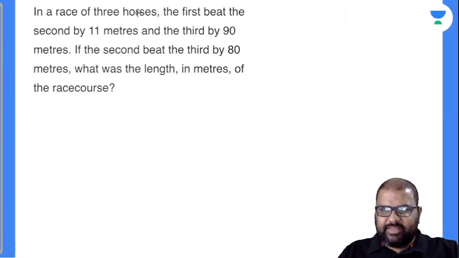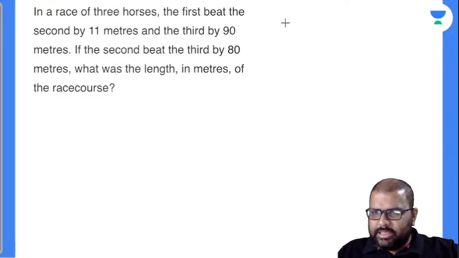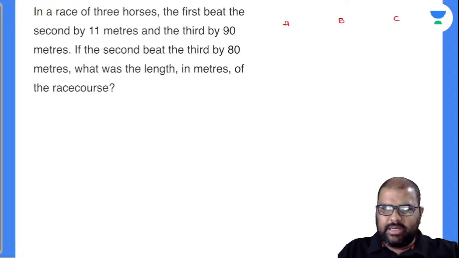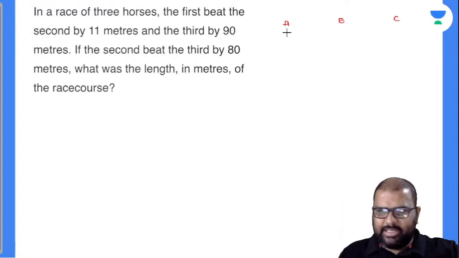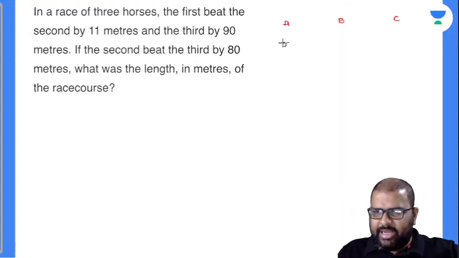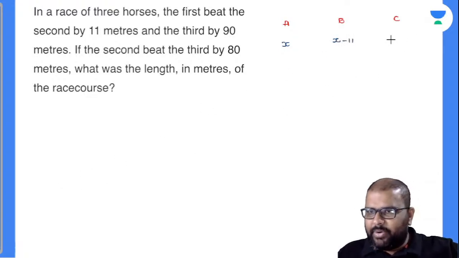In a race of 3 horses, the first beat the second by 11 meters and the third by 19 meters. Let us suppose these are the 3 horses A, B, C. Let us suppose that the race track is X meters. The winner will run the entire X meters, so A has run for the entire X meters. The first beat the second by 11 meters means B will be at a point called X minus 11 meters. C will be at a point called X minus 19 meters.